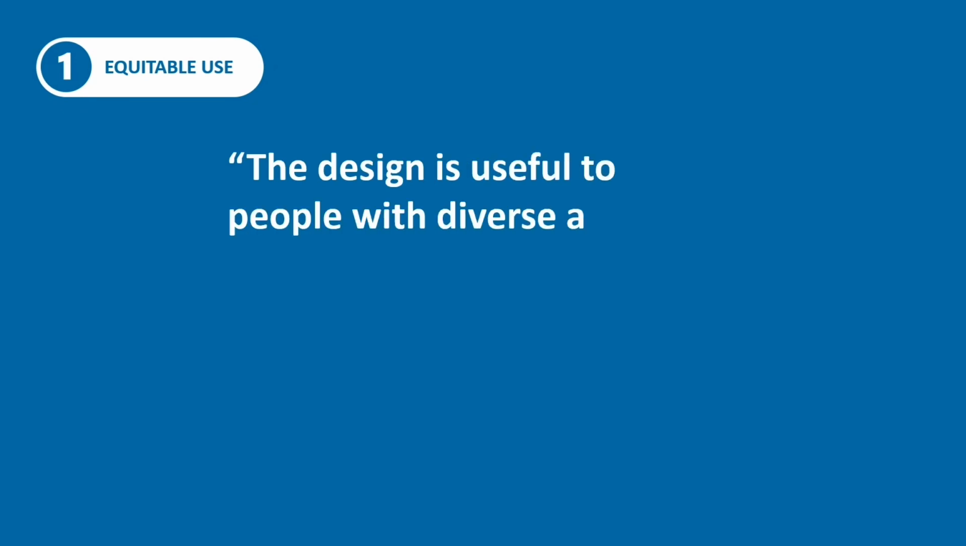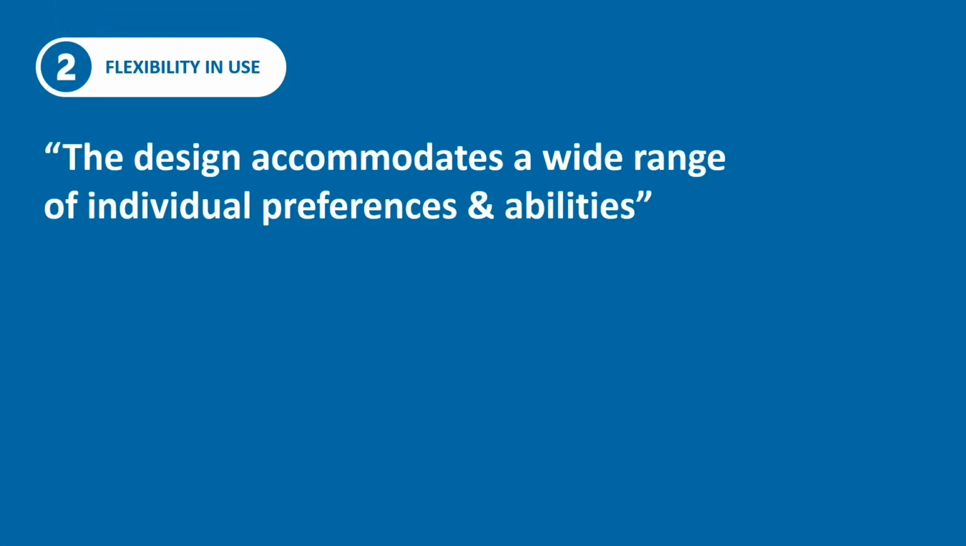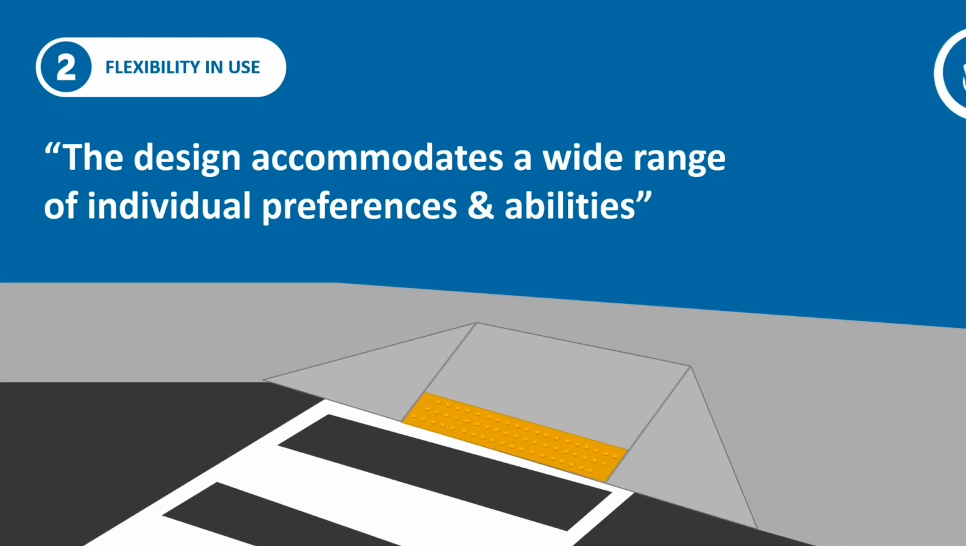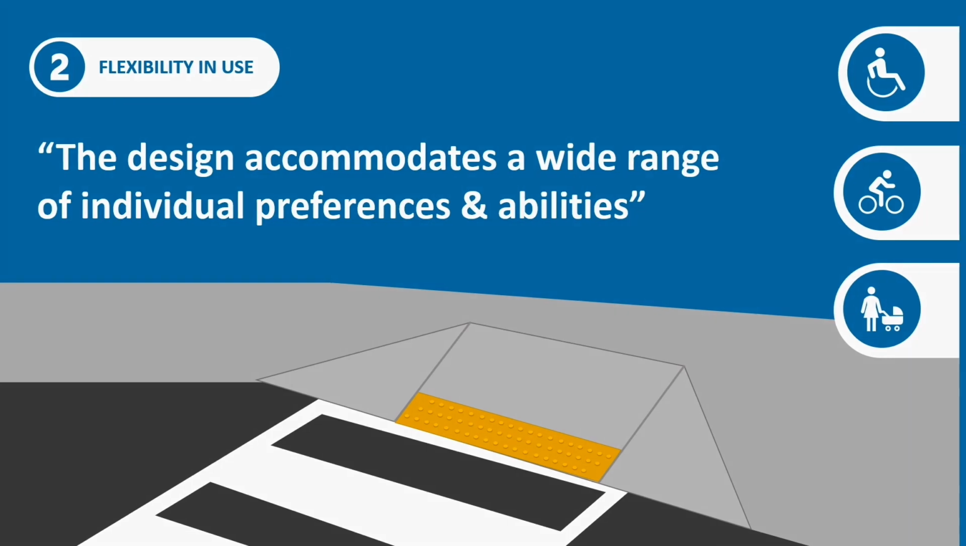For example, with equitable use, the design is useful to people with diverse abilities. This means transportation infrastructure that is accessible to as many people as possible. With flexibility in use, the design accommodates a wide range of individual preferences and abilities. For example, curb ramps allow wheelchair users to access an elevated sidewalk more easily, while also benefiting micromobility users, pedestrians with strollers, and many more.